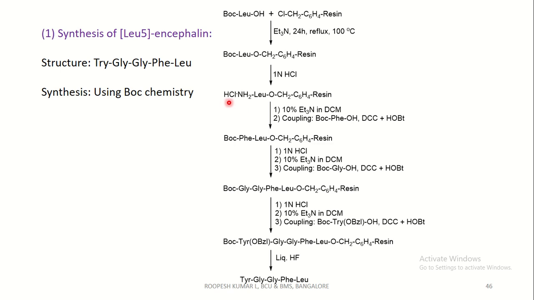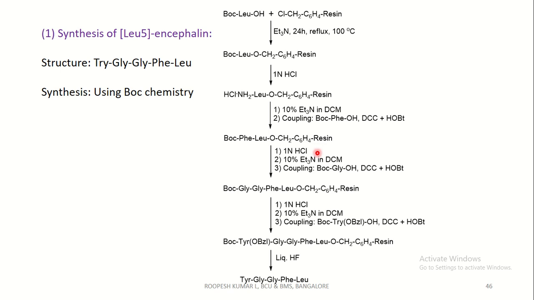This HCl salt is neutralized using 10% triethylamine in DCM, so you get a free amine. This on coupling with Boc phenylalanine with the DCC HOBt method, we get a dipeptide with the Merrifield resin.